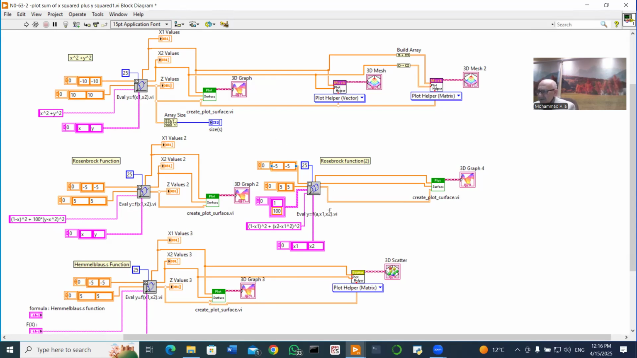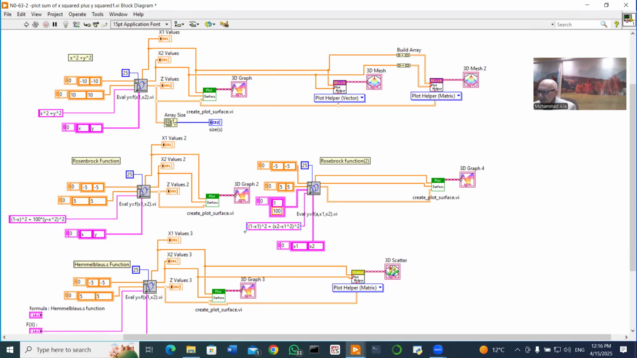Where it is, what it is called: it is Evaluate y equal f of a, x1 and x2. So there is an addition here, a constant a. What does this constant a represent? This is an array of two values, which represents the constants which are multiplied by x and by y. Here it was a equal to 1 and b equal to 100. So I put at this terminal here the parameters 1 and 100.